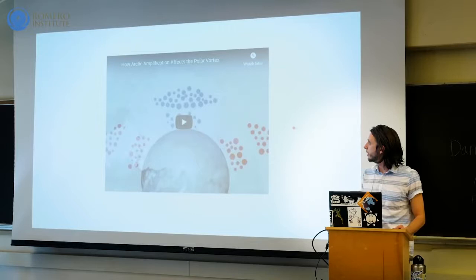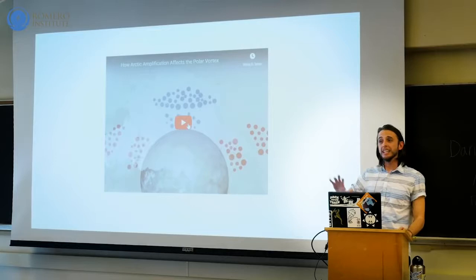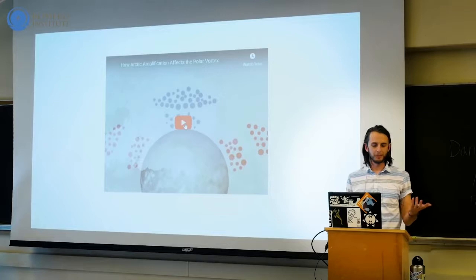So I just wanted to show this video real quick. It's just like 3.5 minutes, but it's showing how Arctic amplification affects the polar vortex. And that may not be something that's affecting us today, but it is affecting other people in the country right now. There's more winter storms coming their way, which is like, what, it's April. But here's how that happens, basically.